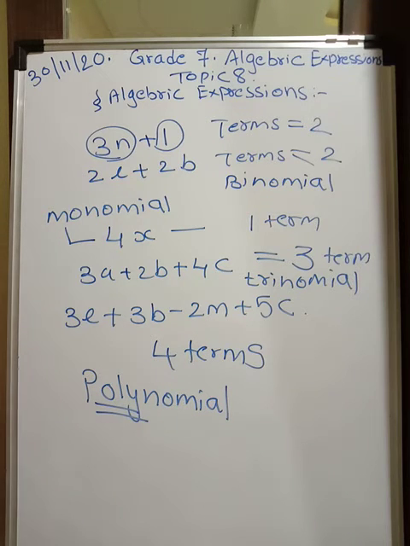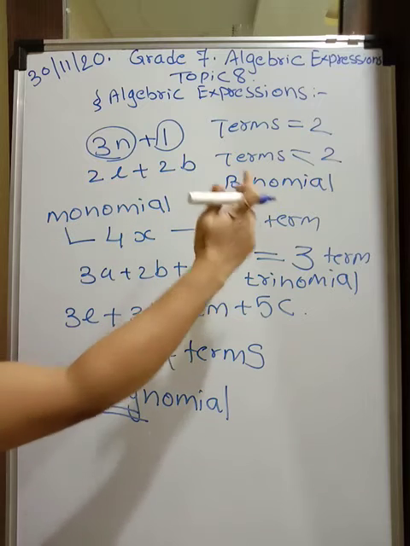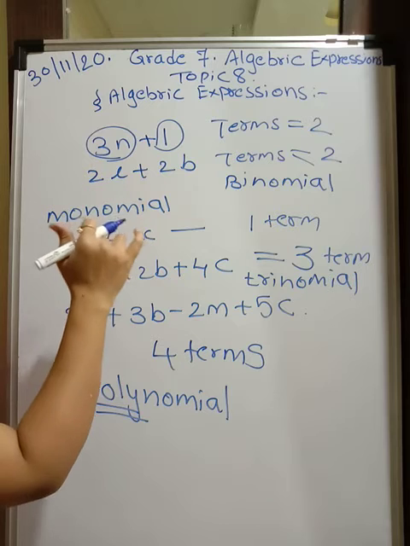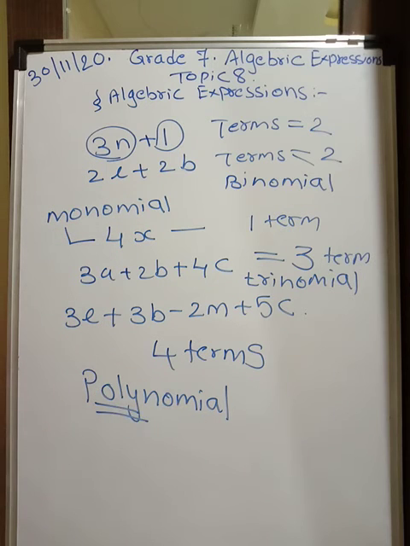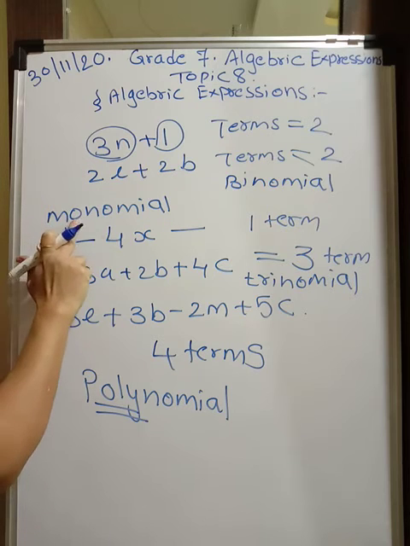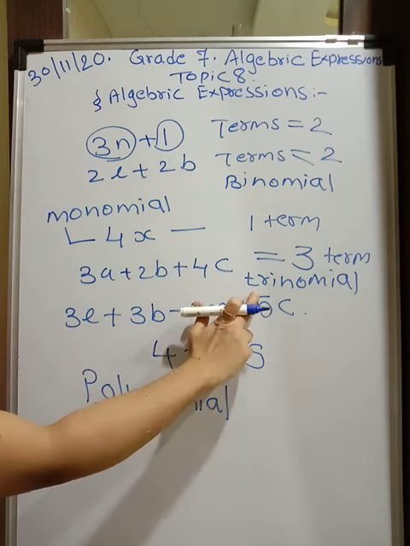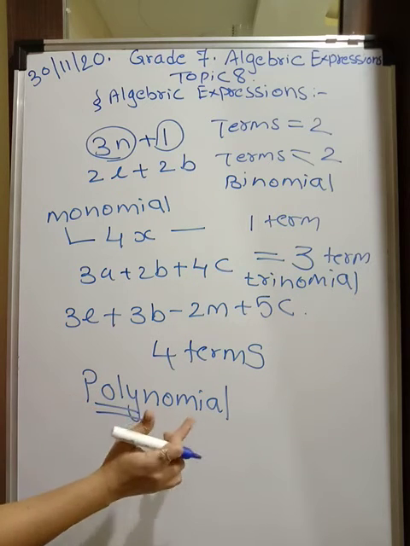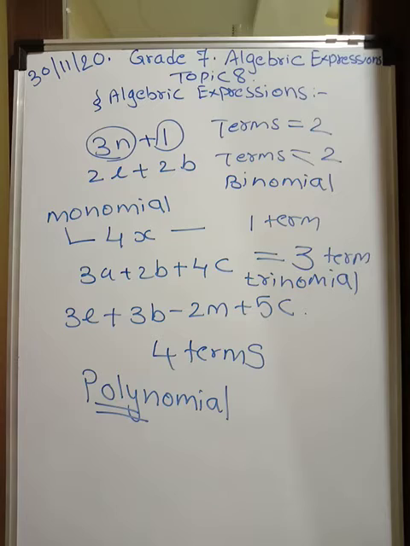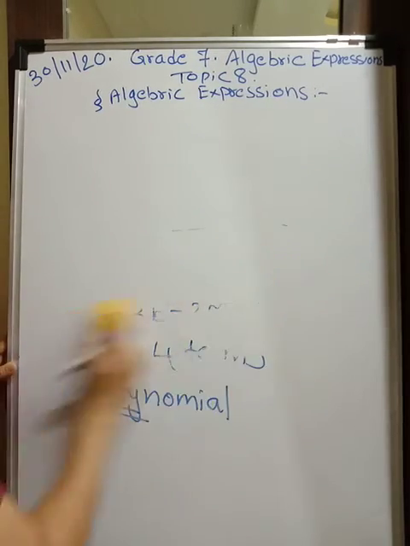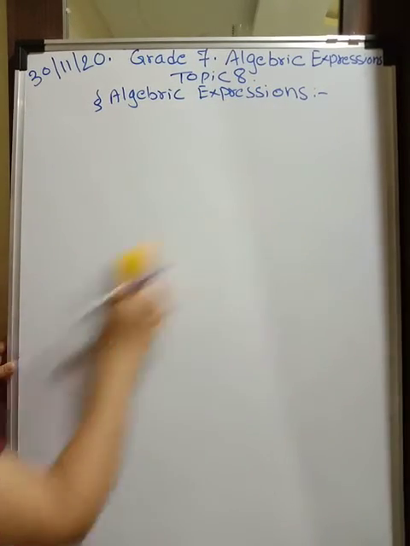But it is also said that monomial, binomial and trinomial are nothing but types of polynomial. You will study this in 9th standard. But as of now, for your understanding, mono means one term. Binomial means two terms. Tri means three terms. Polynomial, many terms. You keep in mind like this. Alright. So, we have seen what is monomial, binomial, trinomial and polynomial.